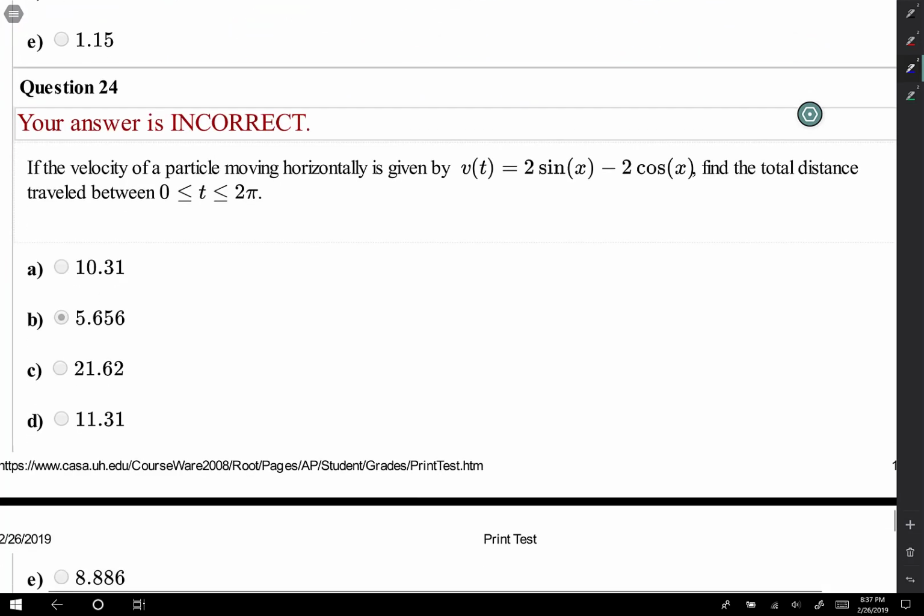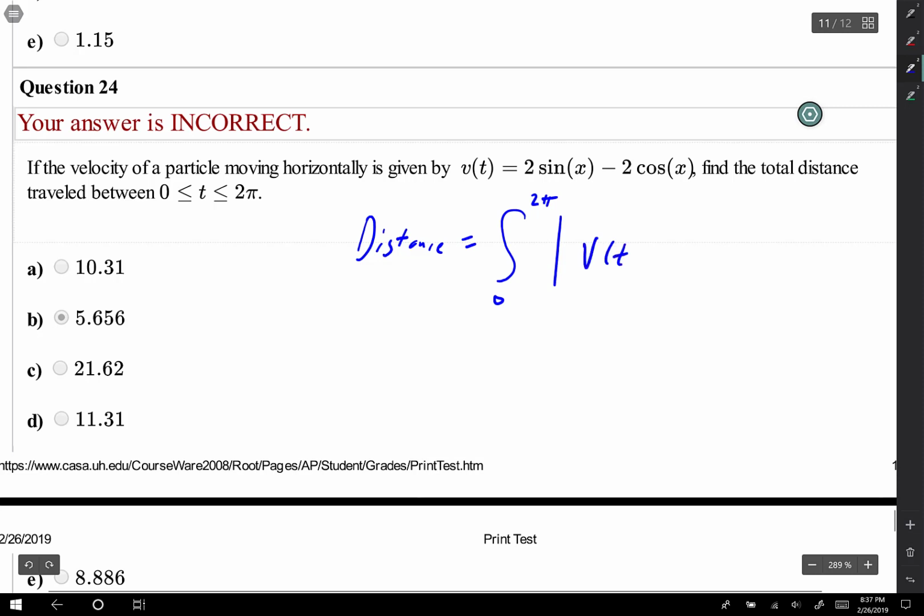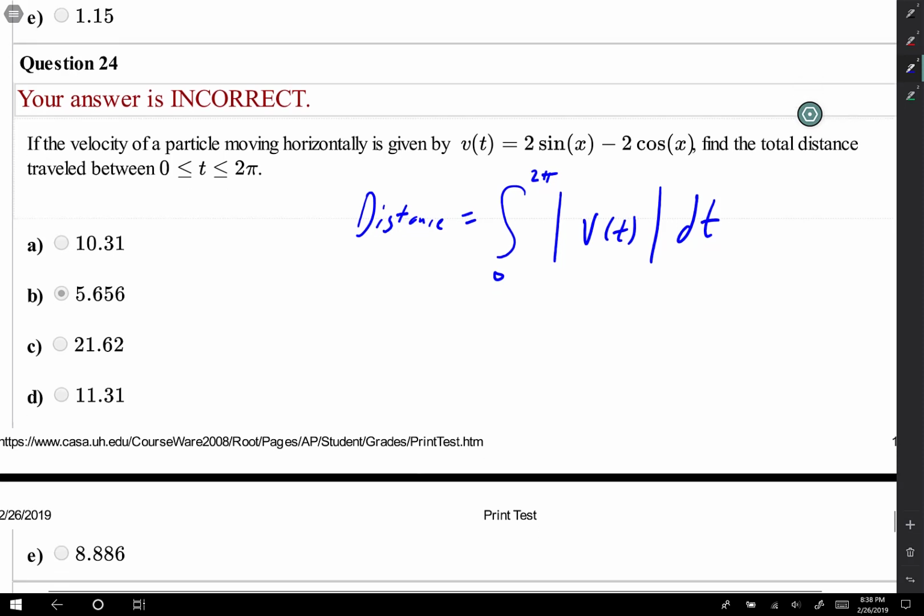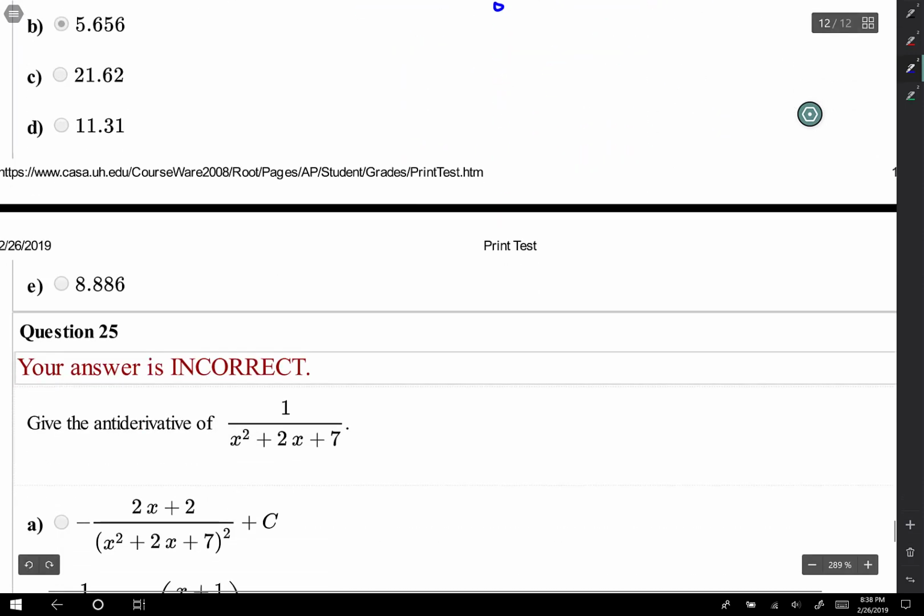If the velocity of the particle moving horizontally is given by blah, find the total distance traveled. Remember that distance equals the integral from 0 to 2 pi of the absolute value of your velocity. If you just integrate velocity, that is displacement. But if you put absolute value in it, that's distance, guys. So just do that and you'll get your answer.